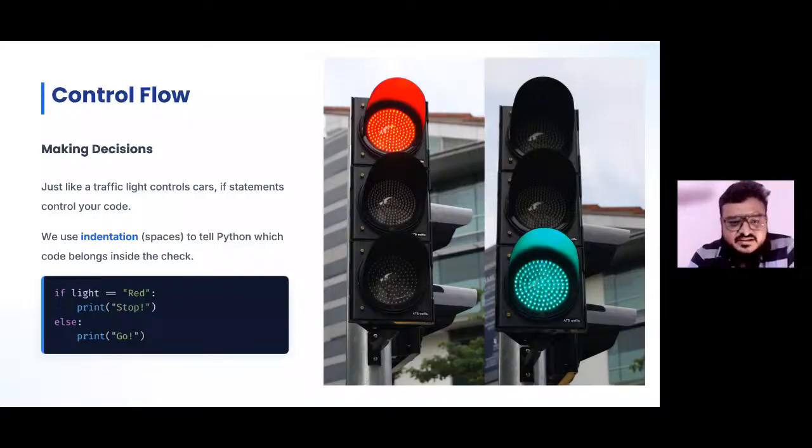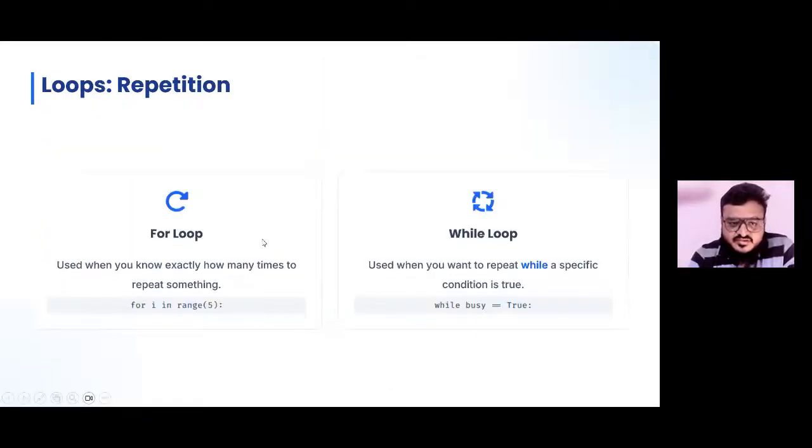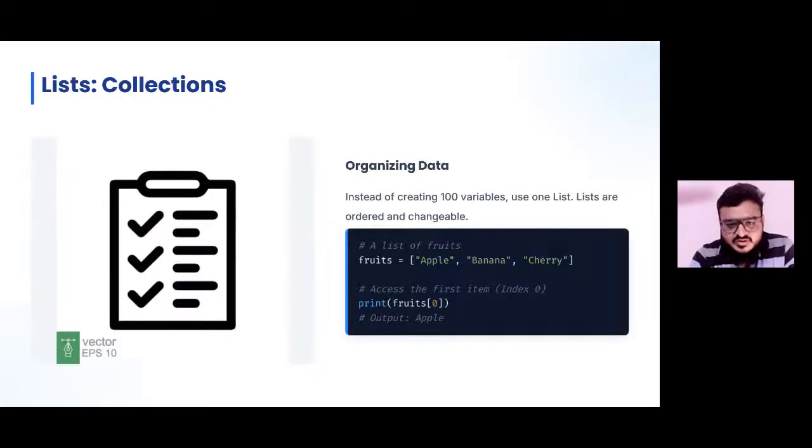Okay, we'll move ahead. Our next thing is control flow. It means we are making decisions using if else. There are different kinds of looping in Python. First is if, then there is the for loop, and there is the while loop.